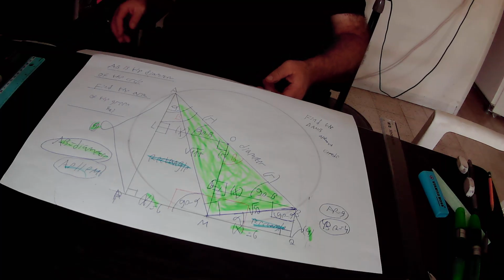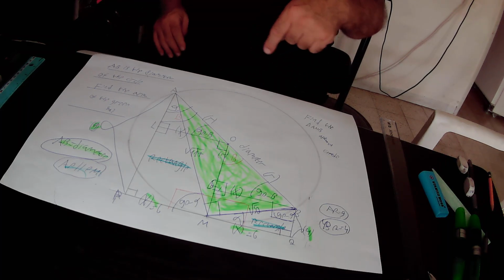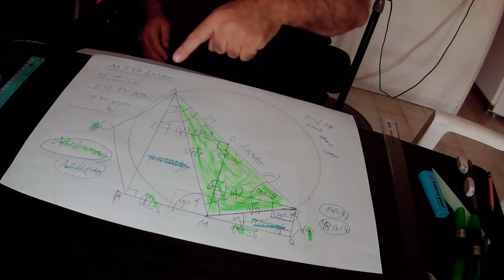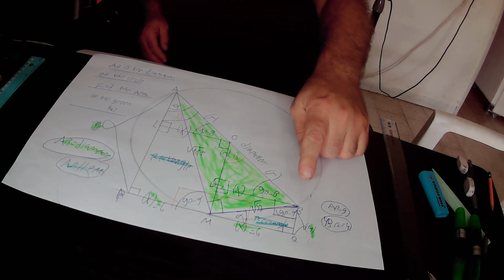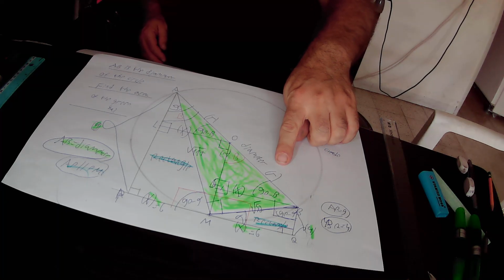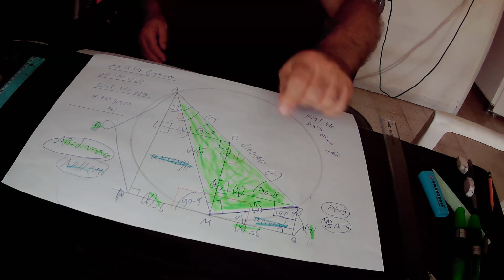In the next step, we define the center of this circle. This point is point O. So OA is the radius of the circle that we define as R. OB is also the radius of the circle that is equal to R according to our definition.